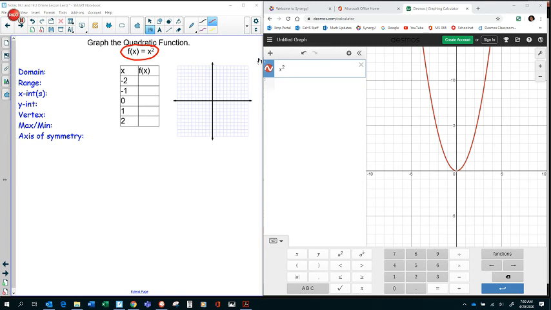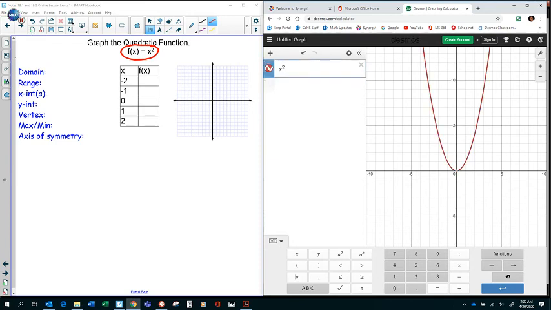Once you open up Desmos, just type in x squared. You can, if you would like to, put y equals x squared, or f of x is equal to x squared. Doesn't matter which way you do it. Just entering x squared will give you the parabola.